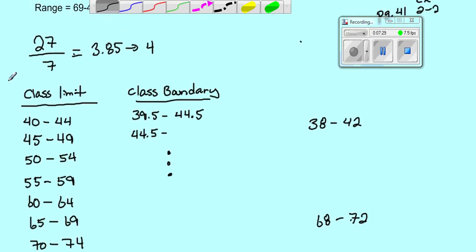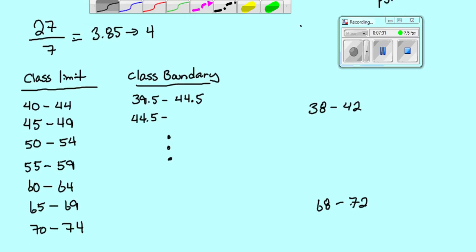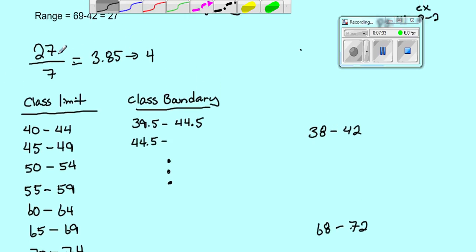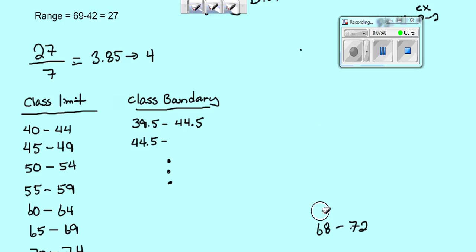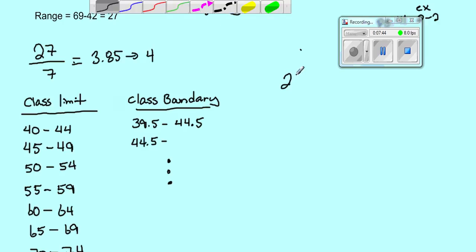Now, notice here, I chose 7. Well, what happens if I chose 9? So what happens if I decided, okay, I'm going to go with not 7 classes, I'm going to go with 9 classes. Alright, so now I have 27 divided by 9. Well, I get a nice, neat number. I get a width of 3.